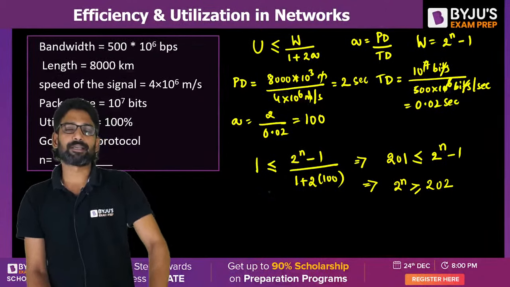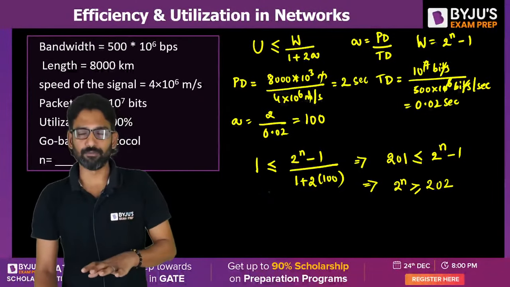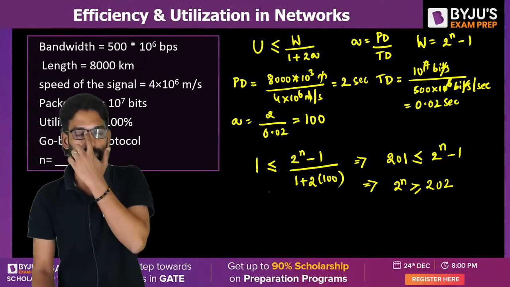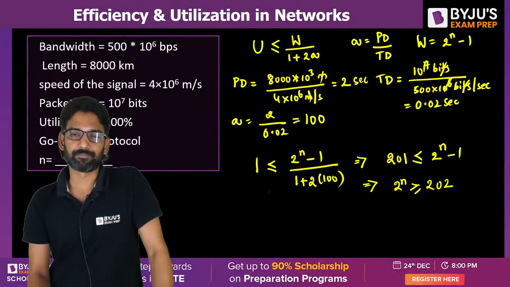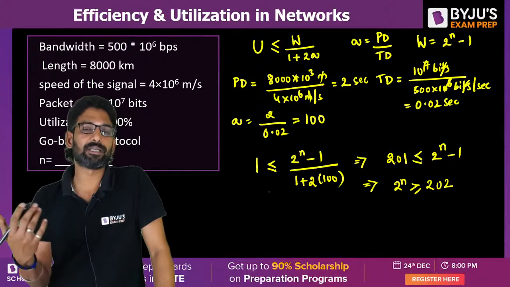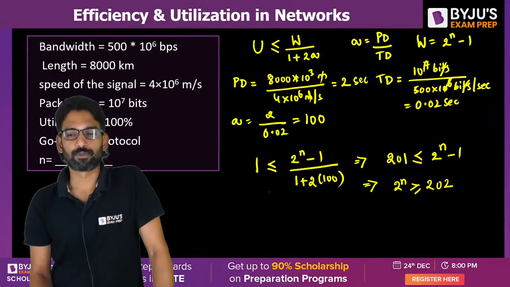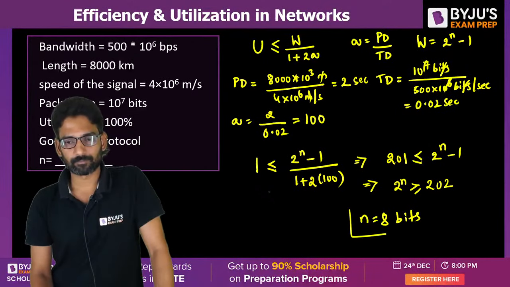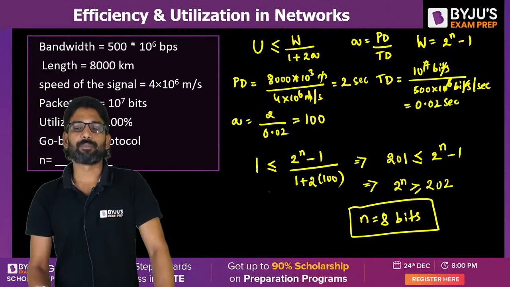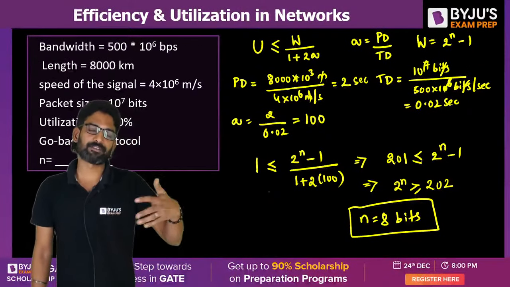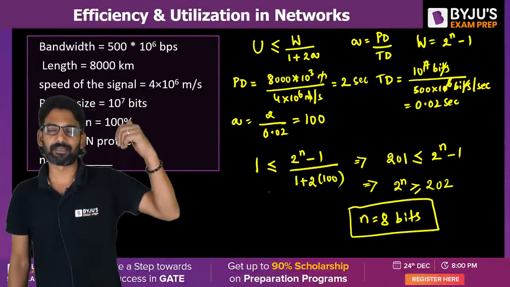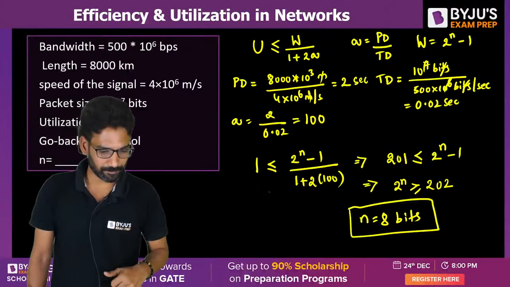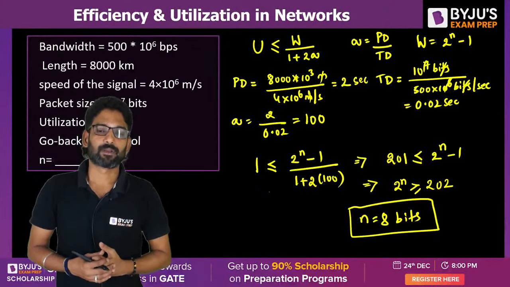So, you can say n is log 202 base 2, but here you can understand for what n value this will be satisfied. If you take n as 7, 128 greater than 202, no. So, definitely n should be 8 bits. It is satisfied for 9, 10, 11, any number greater than 8. We want the minimum value, so it is 8 bits. Got it?